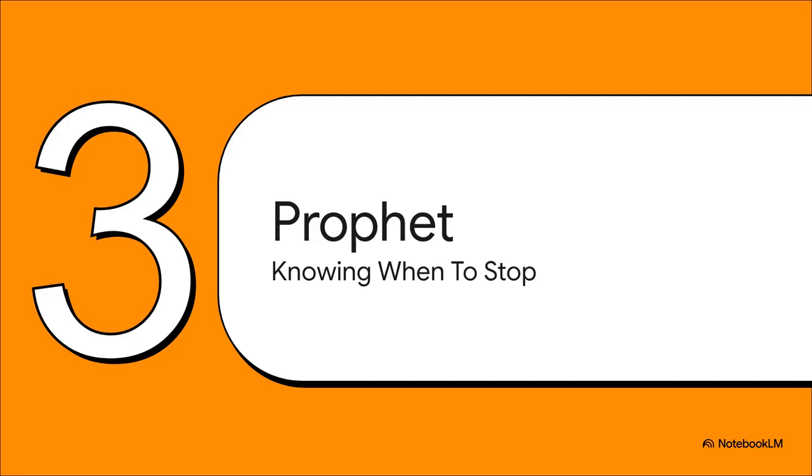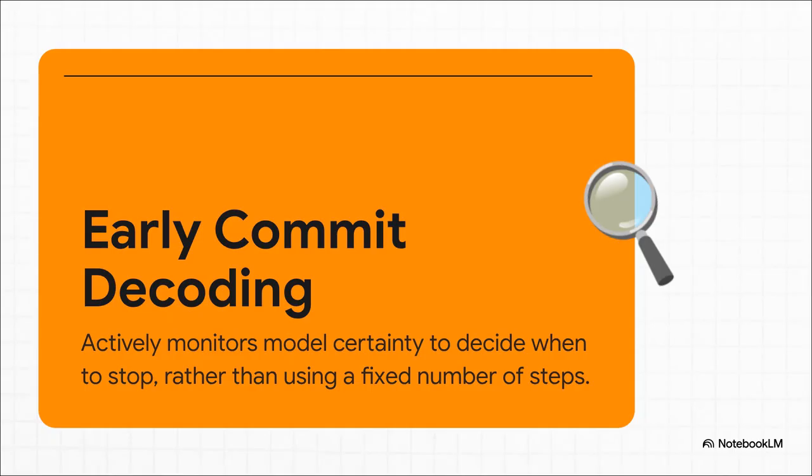So if the problem is that the model is just running on and on because it doesn't know when to stop, well, the solution is to tell it when to stop. And this simple idea led the researchers to create a really clever training-free method they call Prophet. The big idea behind Prophet is a strategy called early commit decoding.